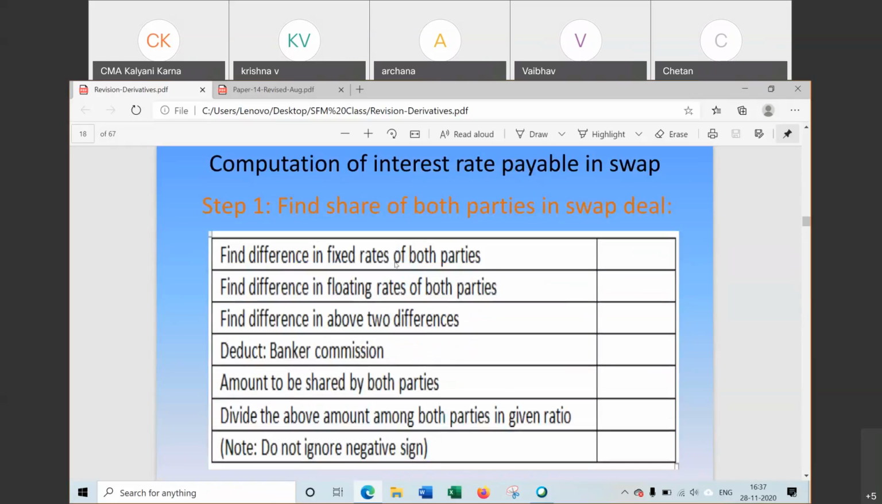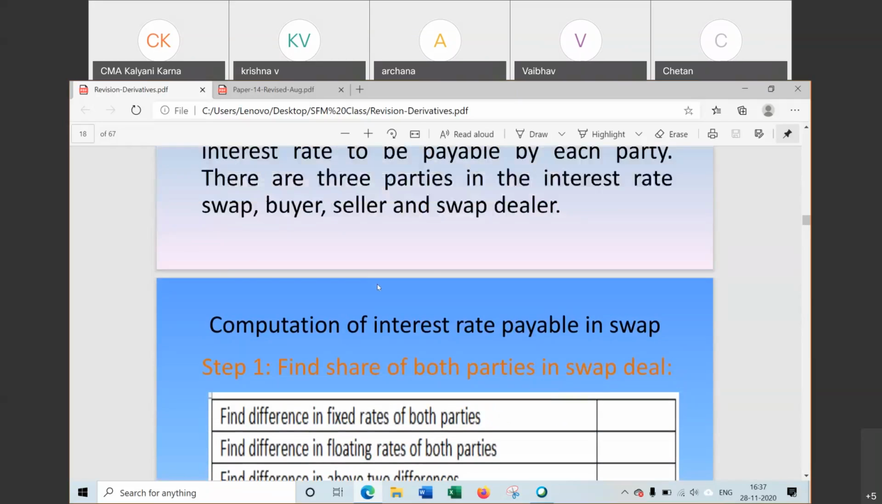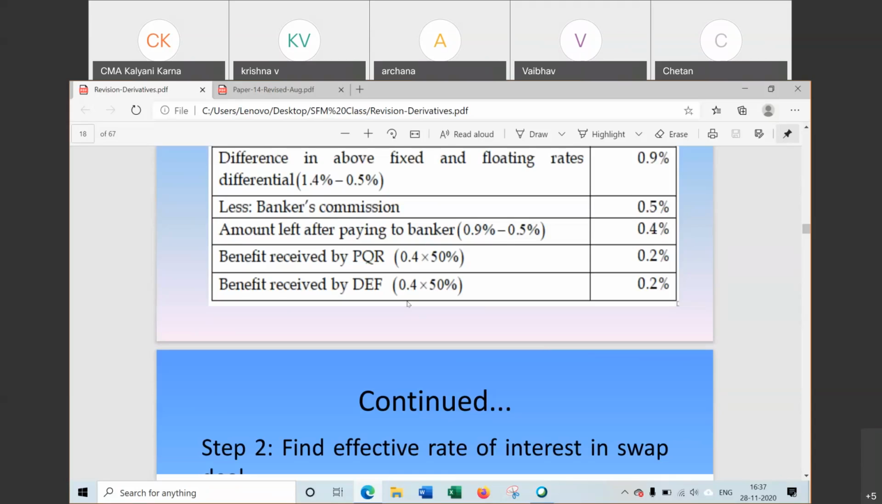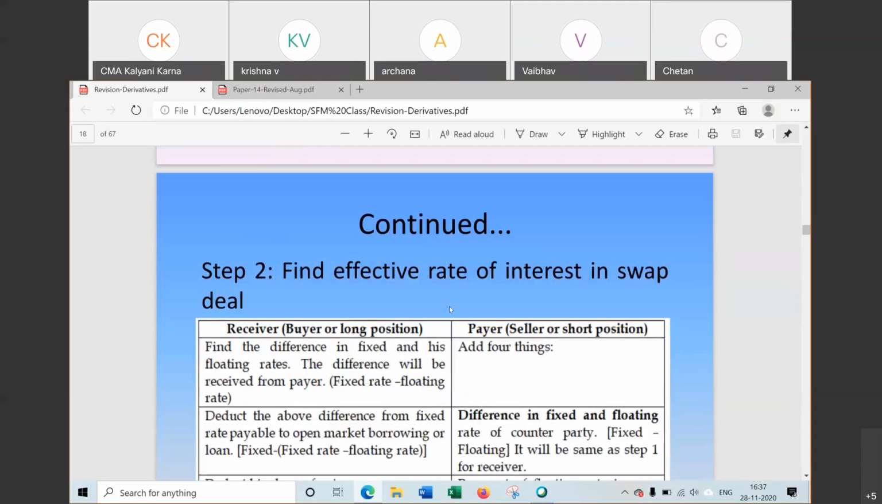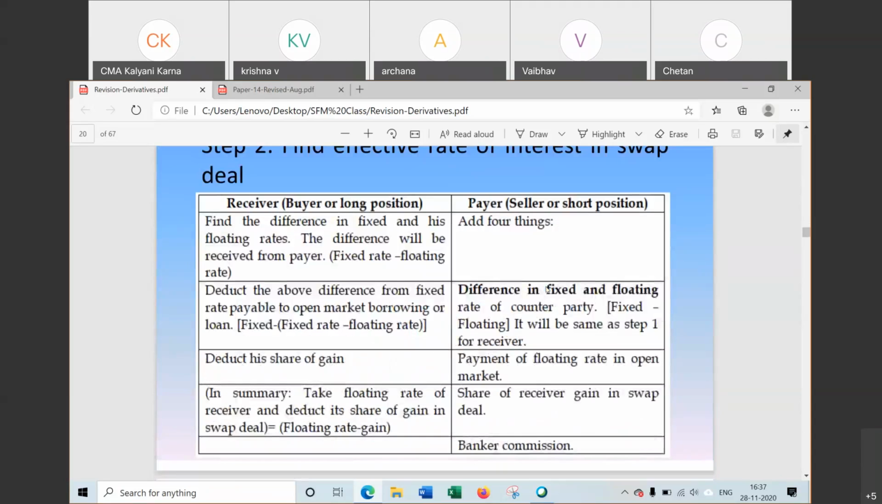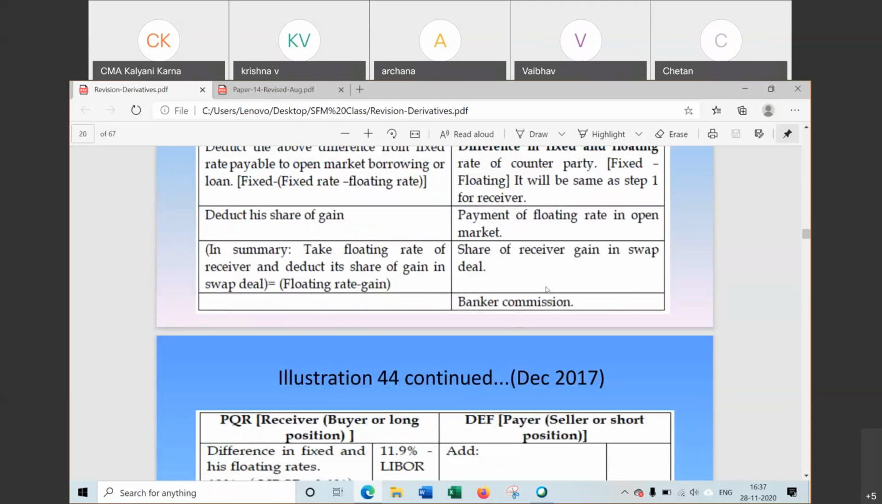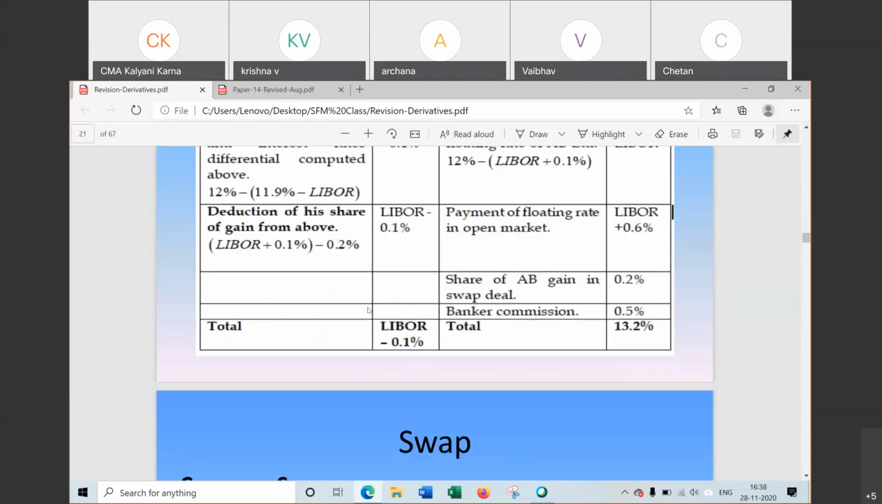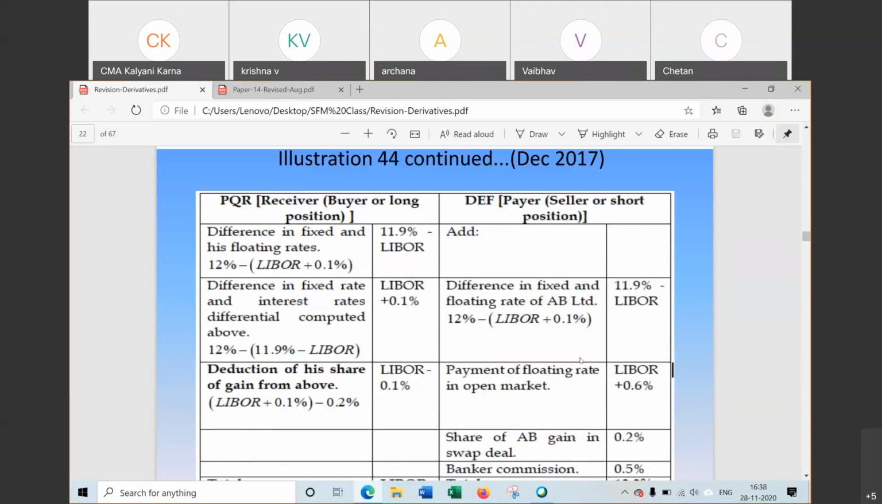dealer. Case 1 will be when banker charge is given. Case 1 when banker charge is given. The question related to swap. In the case of swap, question is generally asked to find the effective rate of interest in swap deal. What will be the effective rate of interest in swap deal? So we have to find this value. This is the effective rate in the case of swap deal.